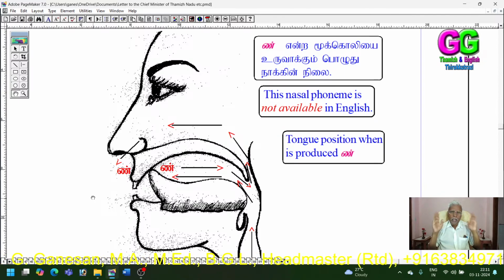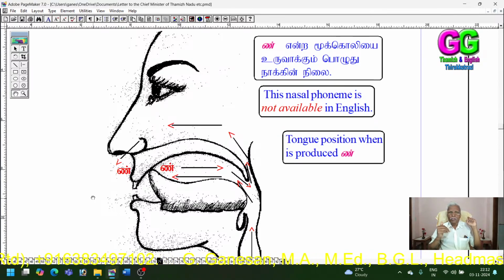In all the languages spoken in the world, all phonemes are produced in two ways. One, the air pushed out by the vocal cords comes out through the mouth, or the air pushed out by the vocal cords comes out through the nose. These are the two ways for producing any phoneme in any language. These are the only two ways.